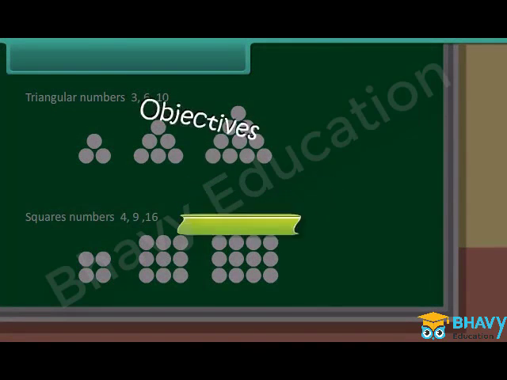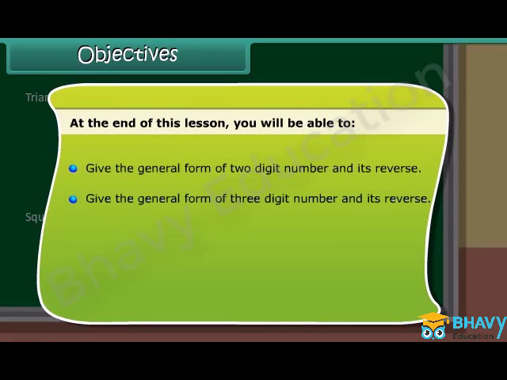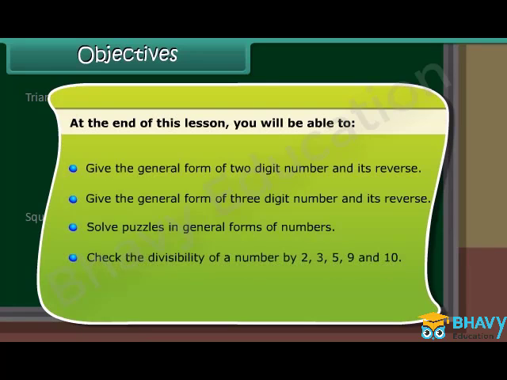Objectives. At the end of this lesson, you'll be able to give the general form of a two-digit number and its reverse, give the general form of a three-digit number and its reverse, solve puzzles in general forms of numbers, and check the divisibility of a number by 2, 3, 5, 9 and 10.